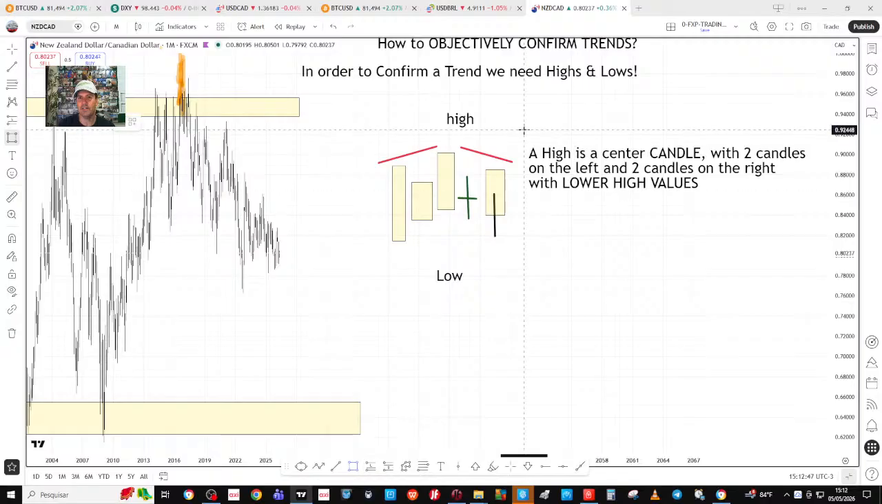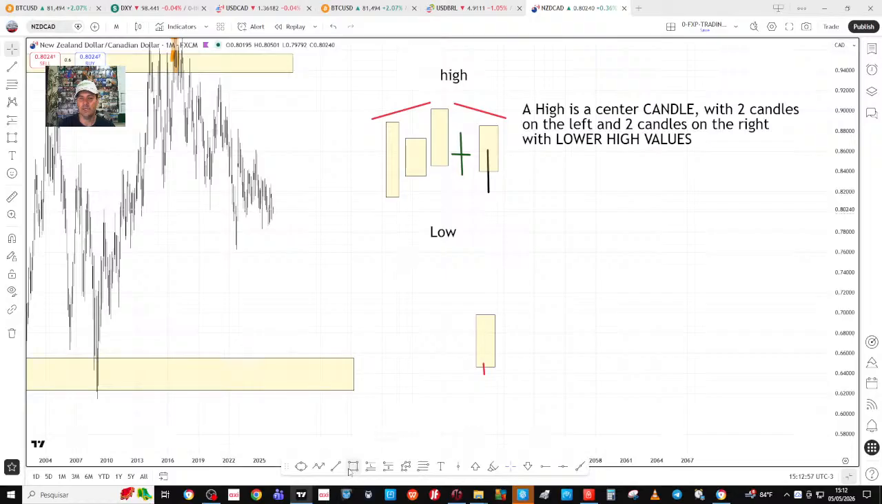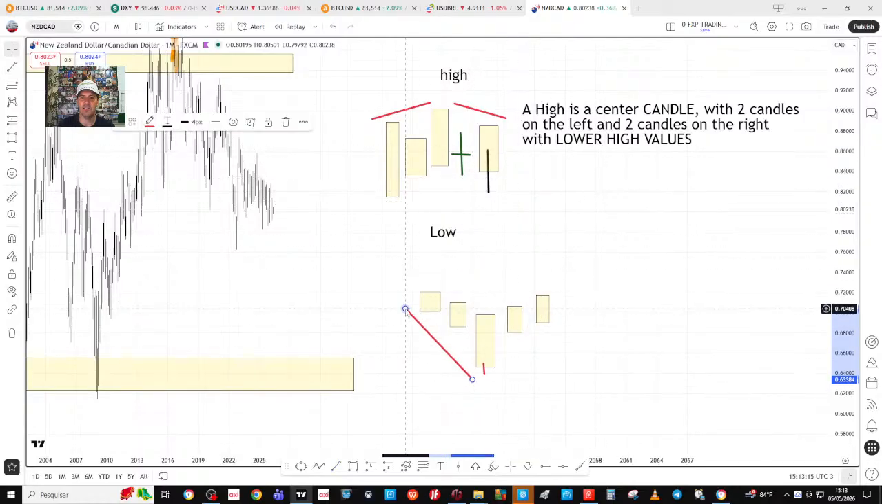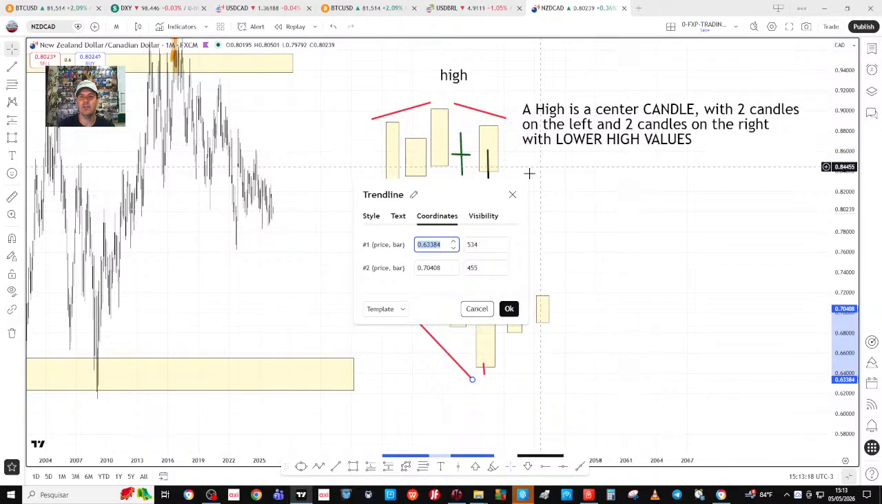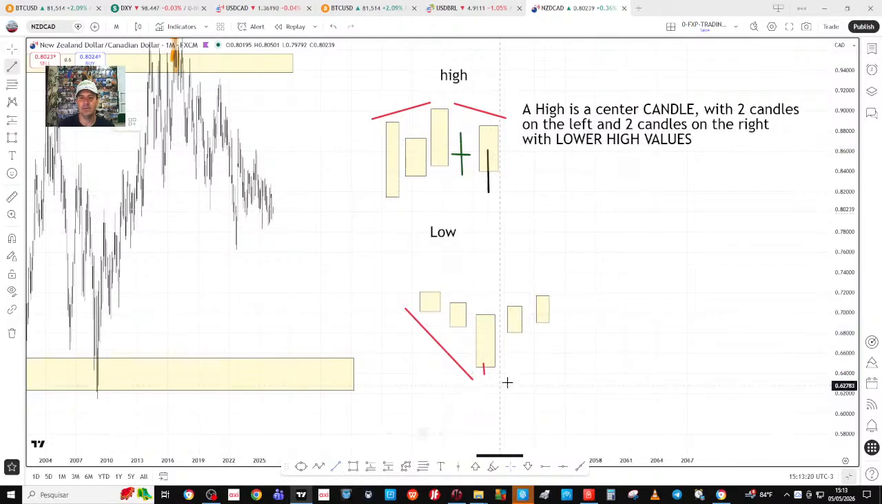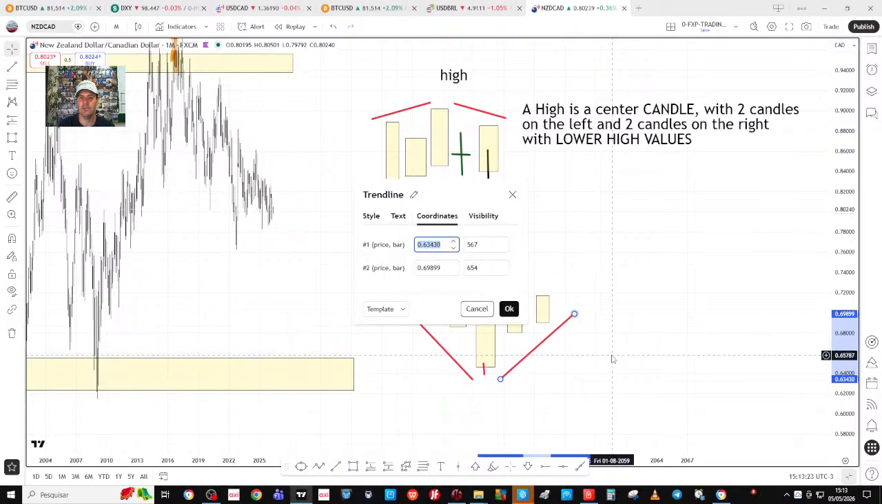If a high is a center candle with two candles on the left and two candles on the right, a low is also a center candle with two candles on the left and two candles on the right. Can you see what I'm charting now, what I'm drawing? And now it should be more beautiful. A low is a center candle with two candles on the left and two candles on the right with higher low values. Okay, it's exactly the opposite of a high.